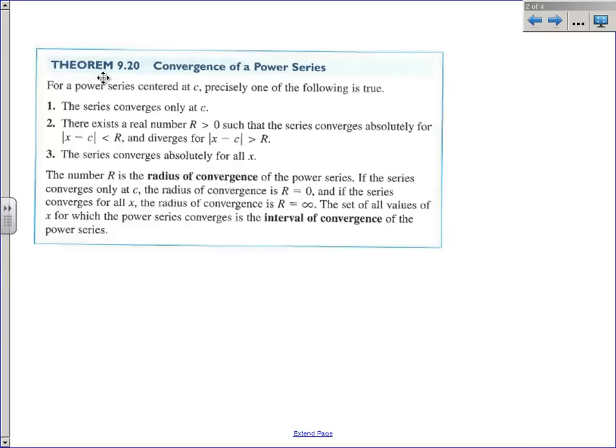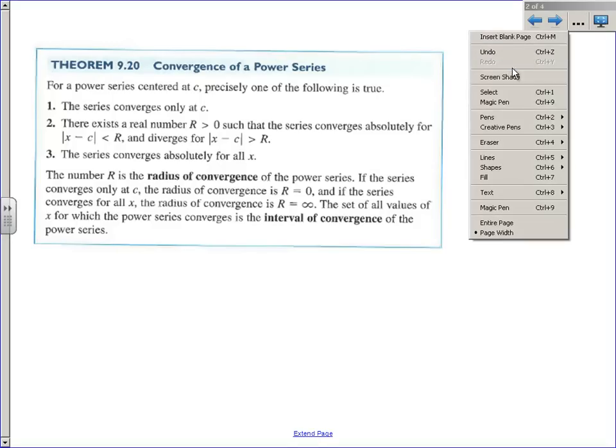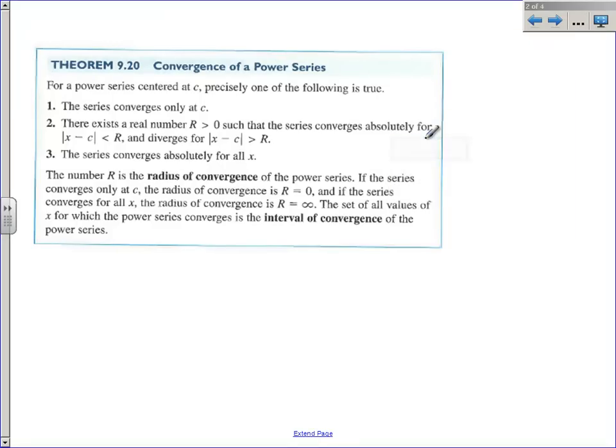This is theorem 9.20 out of your textbook, but I just want to talk you through this. There's only three possibilities for a power series when we're talking about interval of convergence. One of those possibilities is that the series itself is so crazy that the only time it's useful is simply at its center, and you can't use any other values of x for it.